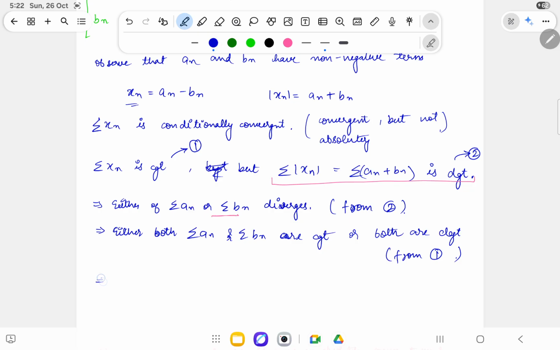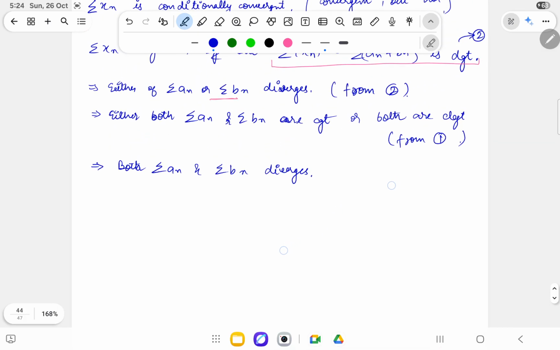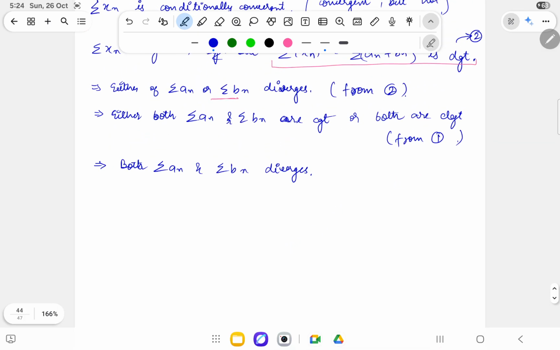So we can say that both summation an and summation bn diverge, because both cannot converge, otherwise it will be an absolutely convergent series, which is not the case because it is given to us that it is conditionally convergent. Now we have concluded all the information that can be derived from the given conditions.